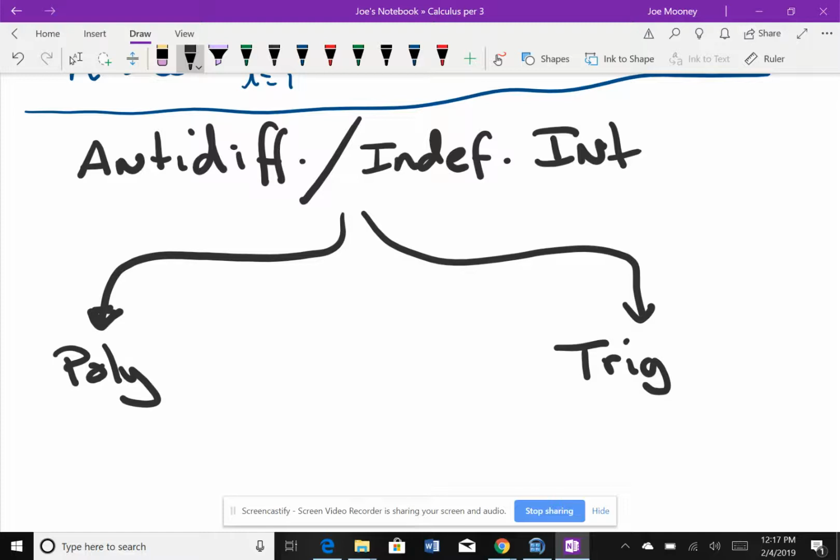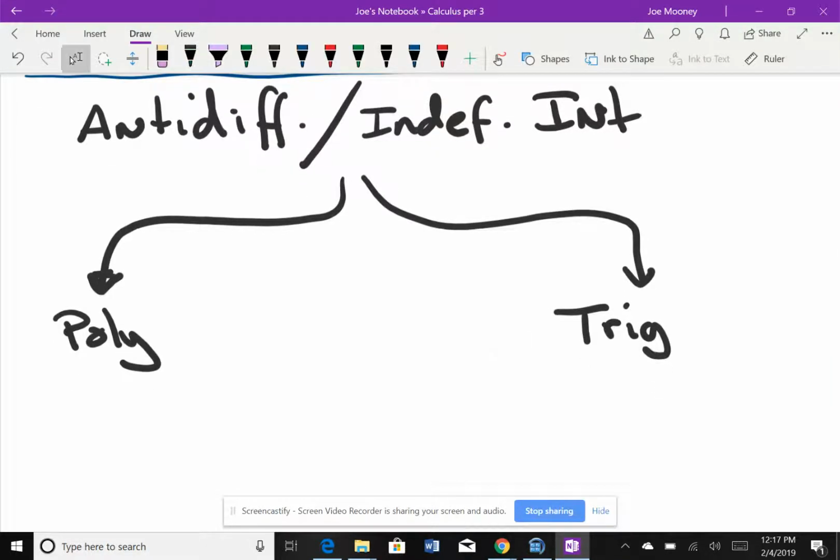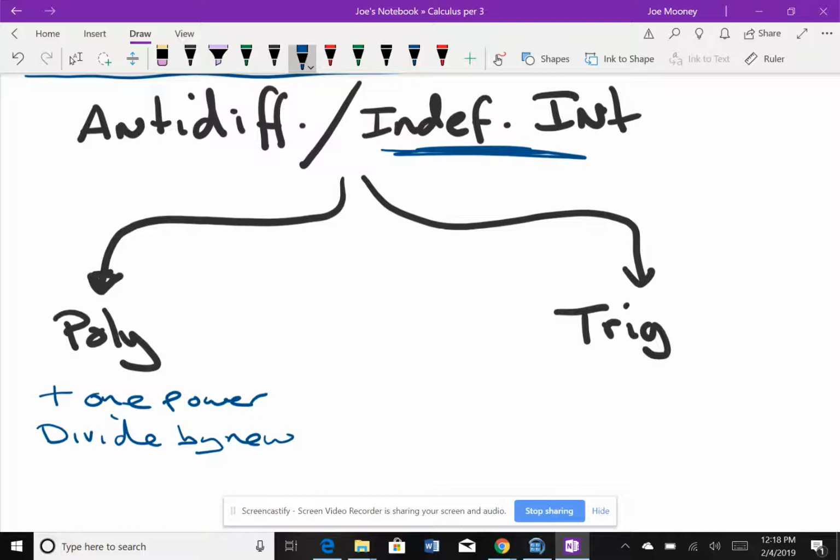And so when we integrated or anti-differentiated polynomials, that was just adding 1 to the power and then dividing by the power. Nice and simple. Then the reason it's indefinite is because there's a family of functions, all vertical shifts. We had to add the plus c.